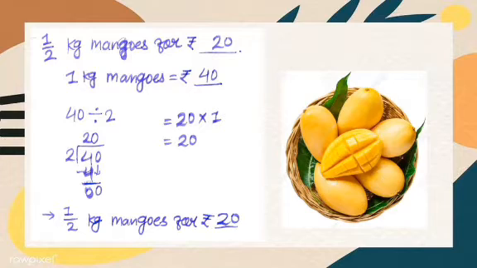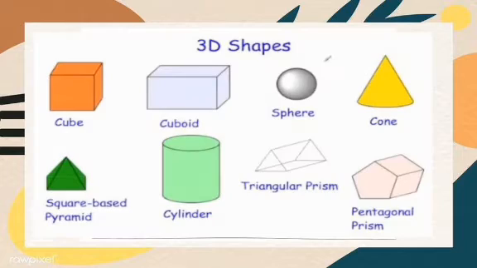Now here we will start the new chapter, fraction. Before starting the new chapter, I'll give you a demo of shapes or patterns. 3D shapes: cube, cuboid. This shape is called a cube. This shape is called a cuboid, and these shapes are sphere, cone, square base pyramid, cylinder, triangular prism, and pentagonal prism. This type of shape we are going to learn.